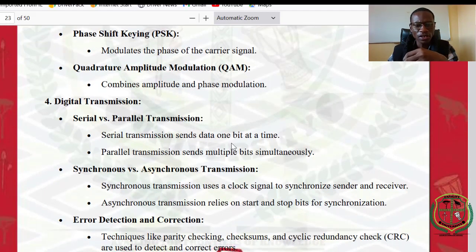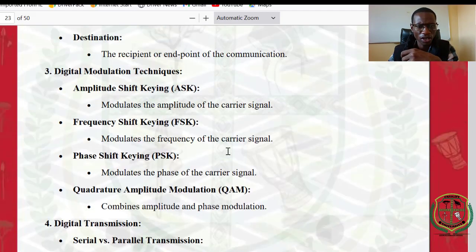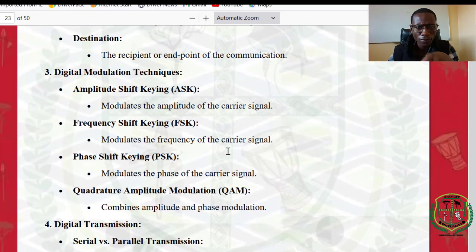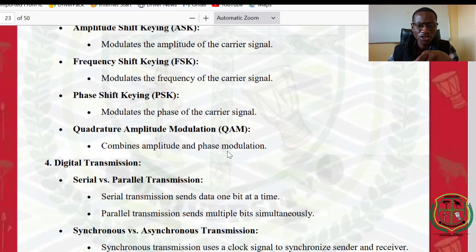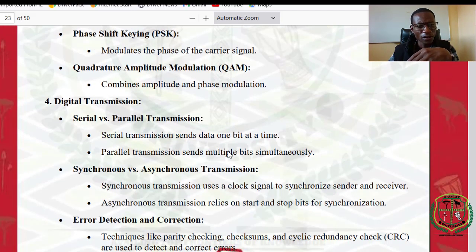Digital transmission. How then is this digital transmission conducted? Okay, so now digital modulation is different from digital transmission. Now let's look at serial versus parallel transmission. So serial transmission sends data one bit at a time.